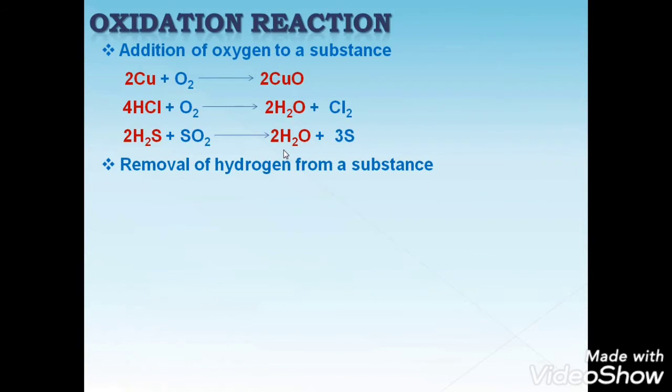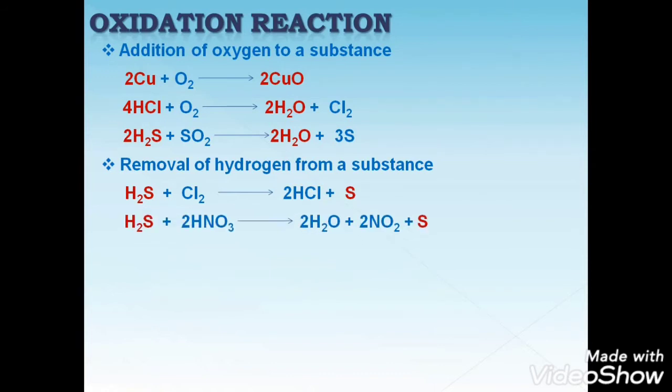And the second characteristic of oxidation reaction is removal of hydrogen from a substance. We have an equation for the same. You can notice on the reactant side H2S and on the product side sulfur. So in H2S, hydrogen is removed to form sulfur. So we know it is removal of hydrogen. So that is oxidation reaction.